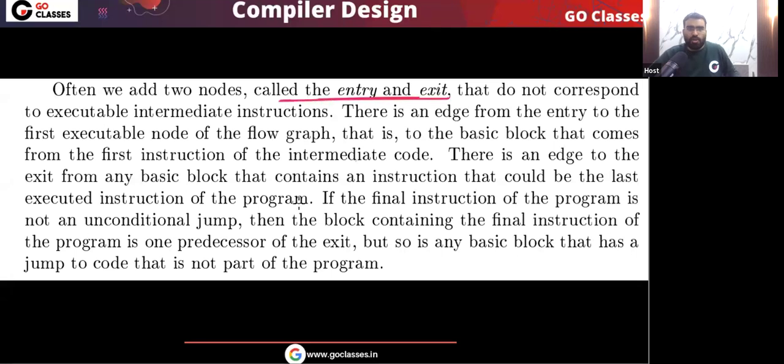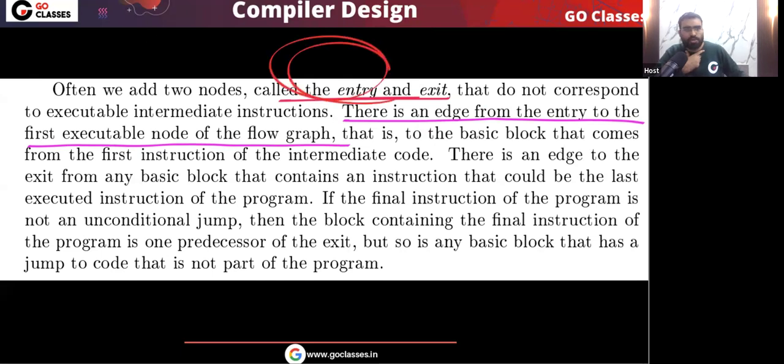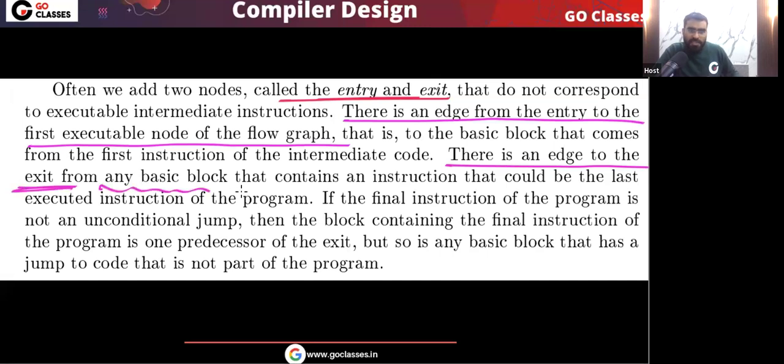There is a special entry node and exit node. Remember, from the entry node there is only one edge, to the first executable instruction, the first instruction of the procedure. So you put an edge to the basic block which contains the first instruction of the procedure. But there is an edge to the exit from any basic block which contains an instruction that can be the last instruction of the program.